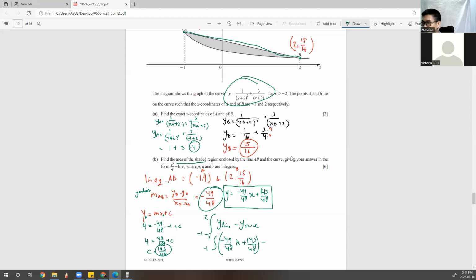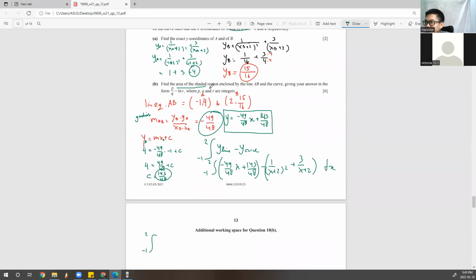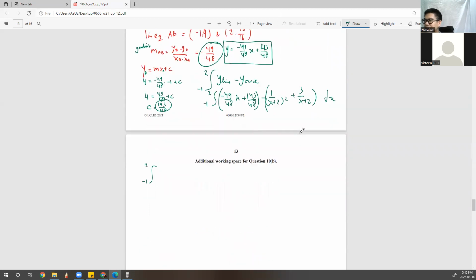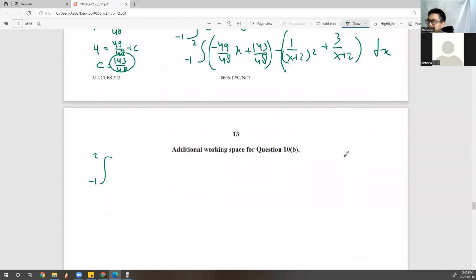So 1 over (x plus 2) squared plus 3 over (x plus 2) dx. Right. And then, oh, we still have additional space. Okay, thank God. It's not that hard. So negative 1 and 2. We need to find it in terms of P over Q minus ln R. Man, okay. So stay with me.